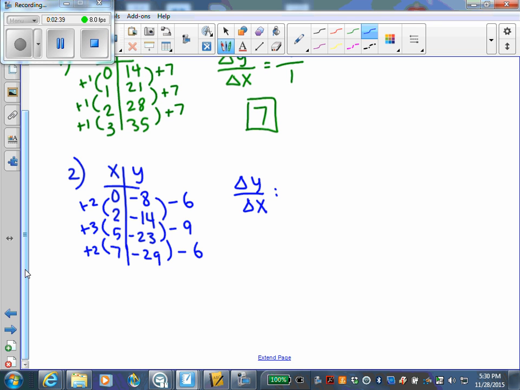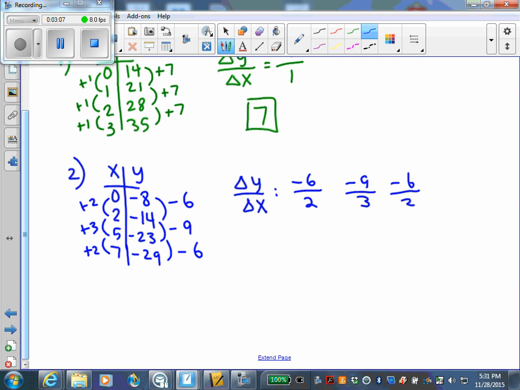Our first step on the table, the change in y is down 6, so negative 6, and the change in x is up 2, so positive 2. And then the next step, it went down 9 when x went up 3, so negative 9 over 3. And then again, we had negative 6 over 2. I don't really have to write that again since I already have it represented, but I'll do it anyway.